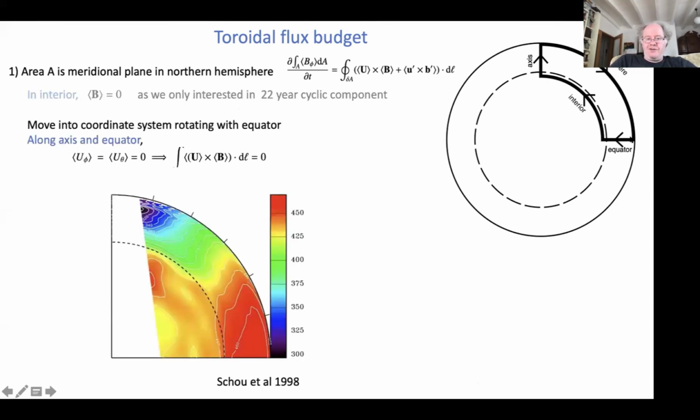The magnetic cycle field does not penetrate significantly into the interior, so we don't need to worry about this component. We can move into a system rotating at the equatorial rate, and then you'll see that near the equator there's very little differential rotation. In this coordinate system, the large-scale flow is equal to 0 because we're rotating with the equator. So if we integrate along here, we end up with nothing. If we integrate along here, we end up with nothing.